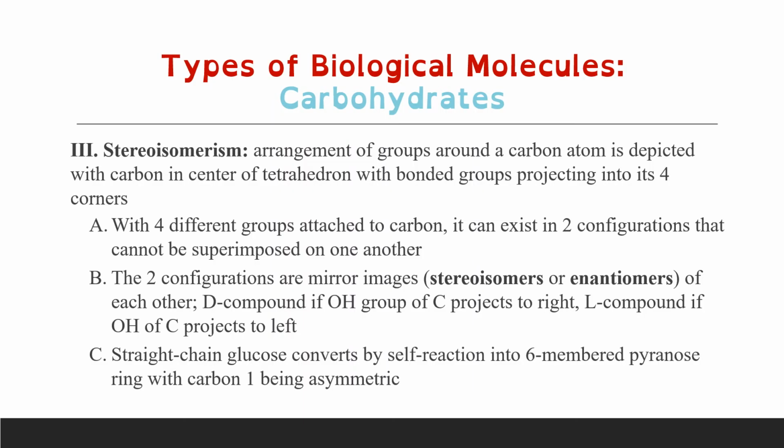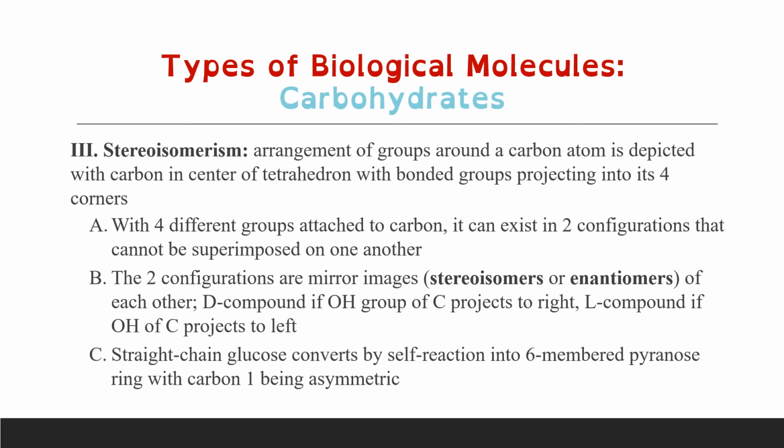Next, we have stereoisomerism. This is the arrangement of groups around a carbon atom, which is depicted with the carbon in the center of a tetrahedron with bonded groups projecting into its 4 corners. So with 4 different groups attached to the carbon, it can exist in 2 configurations that cannot be superimposed on one another. So the 2 configurations are mirror images. Usually you call them stereoisomers or enantiomers of each other.